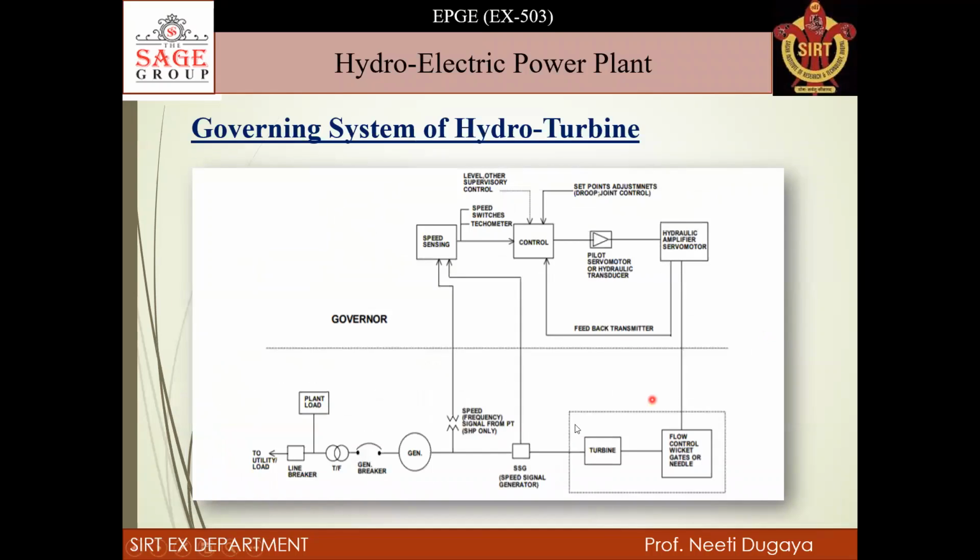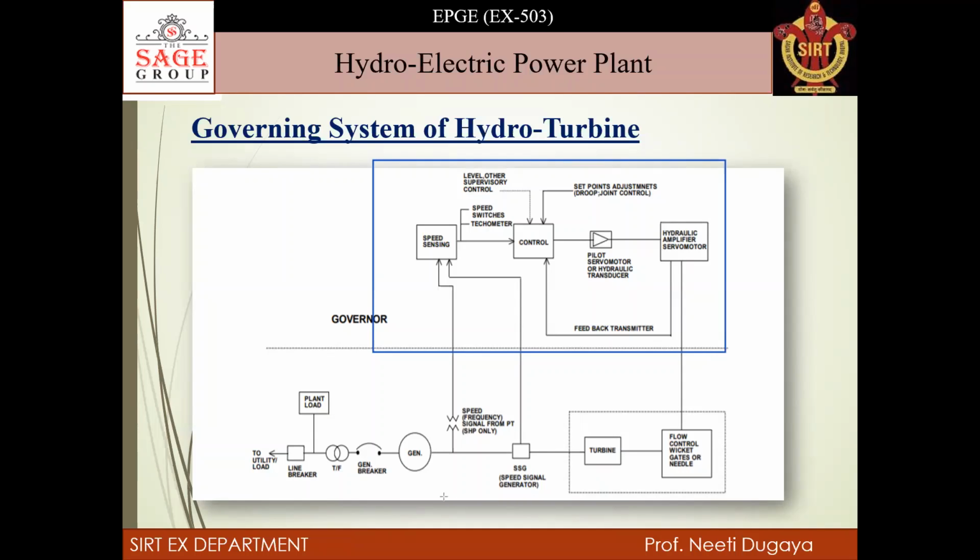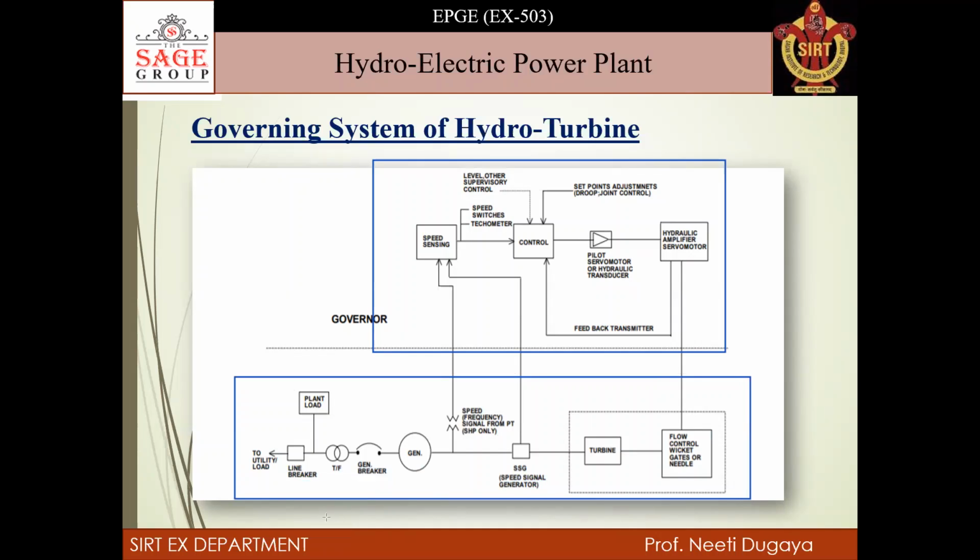Here we have the detailed governing system of a hydroelectric turbine. This part contains the governor, and here is the rest of the assembly. The turbine is here, and the flow of water is coming from here. Just a minute, I'll annotate it and draw it here.